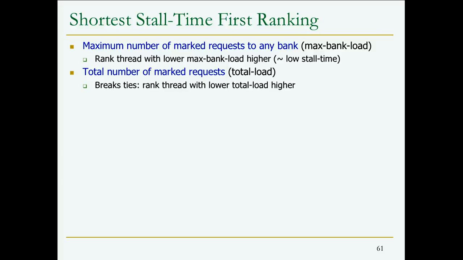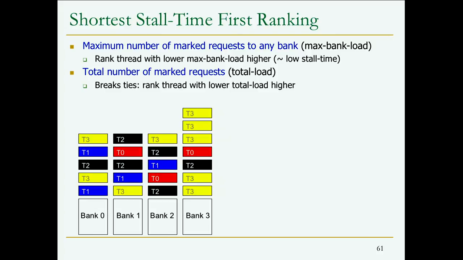Now, this is not perfect, as you can see, because if you want to really compute the stall time, you really want to do what we did in the previous stall time fair memory scheduling, right? If you want to look at a batch and figure out the stall time of each thread, you really need to simulate the memory scheduling algorithm to be perfect. Because the stall time of a thread depends on what you've scheduled in the past. And you don't want to do that. That's expensive. So we want to use heuristics. And of course, we also have the total number of marked requests to break the ties, because sometimes you'll have ties with this maximum number of marked requests.